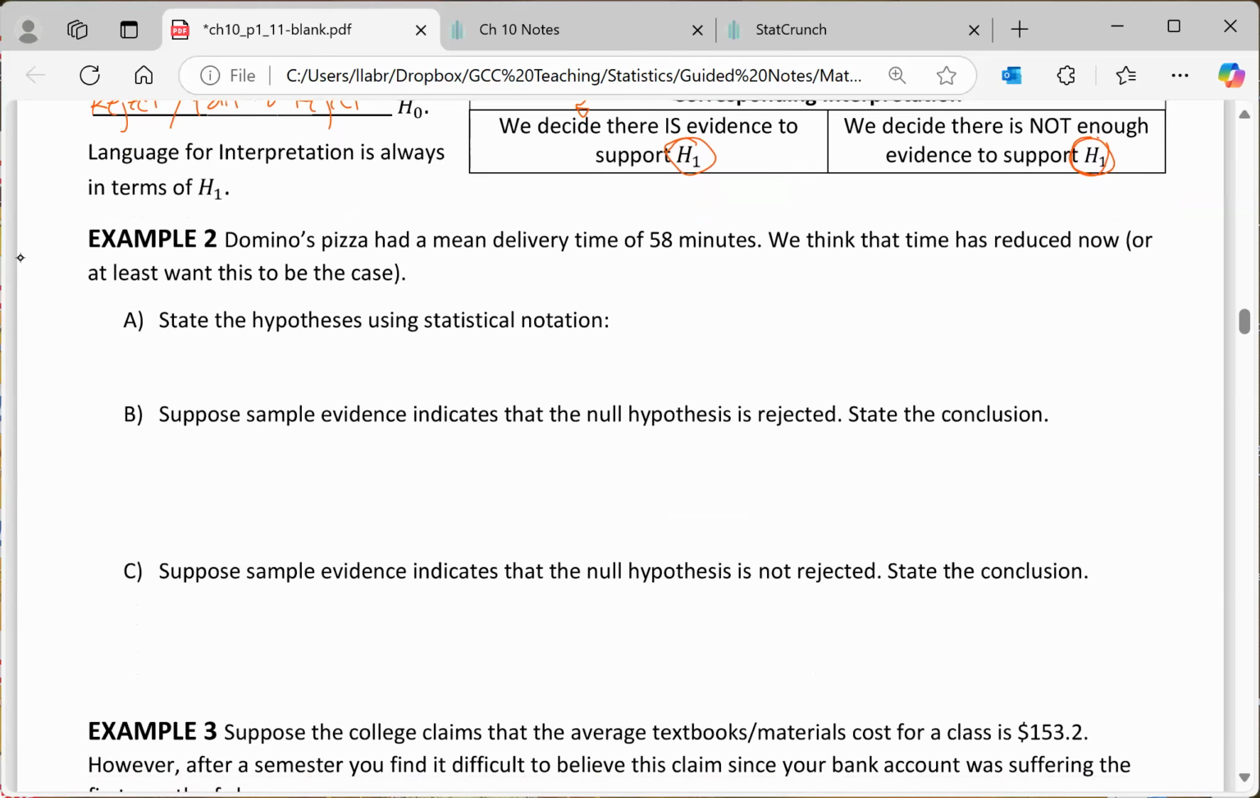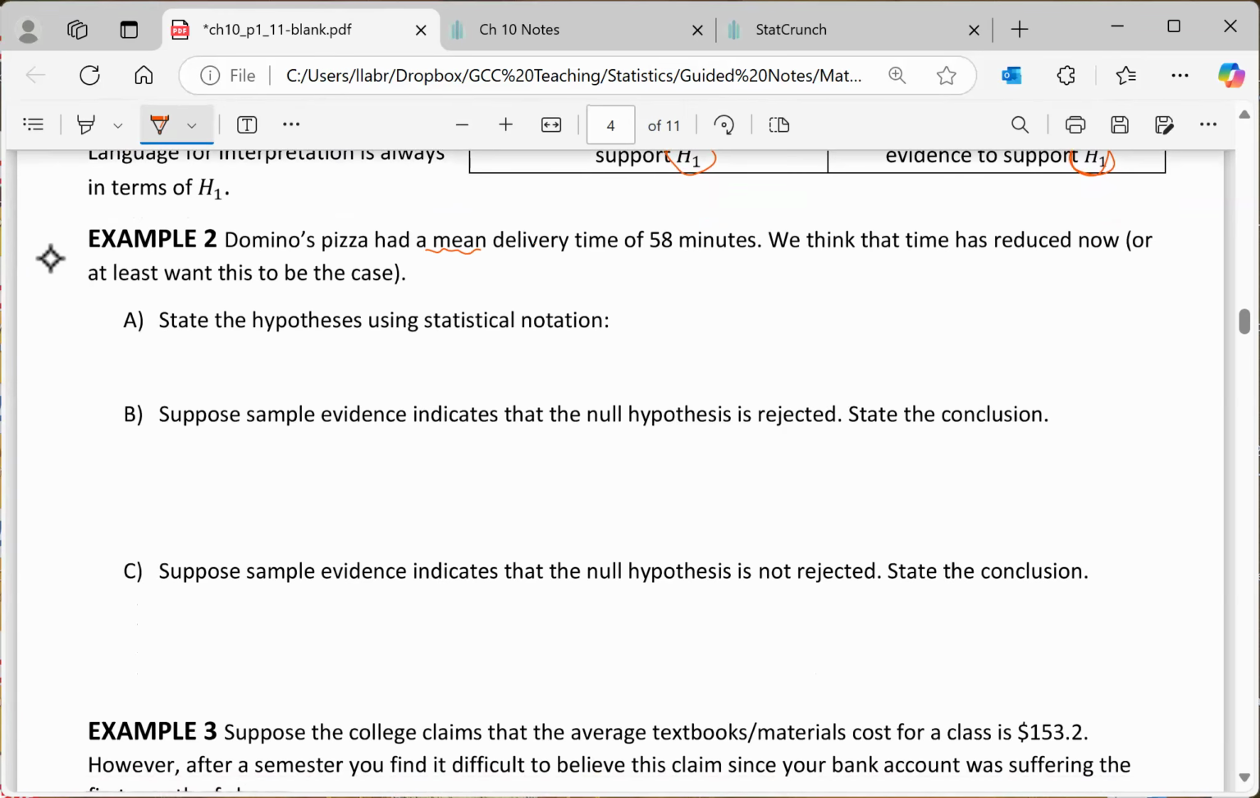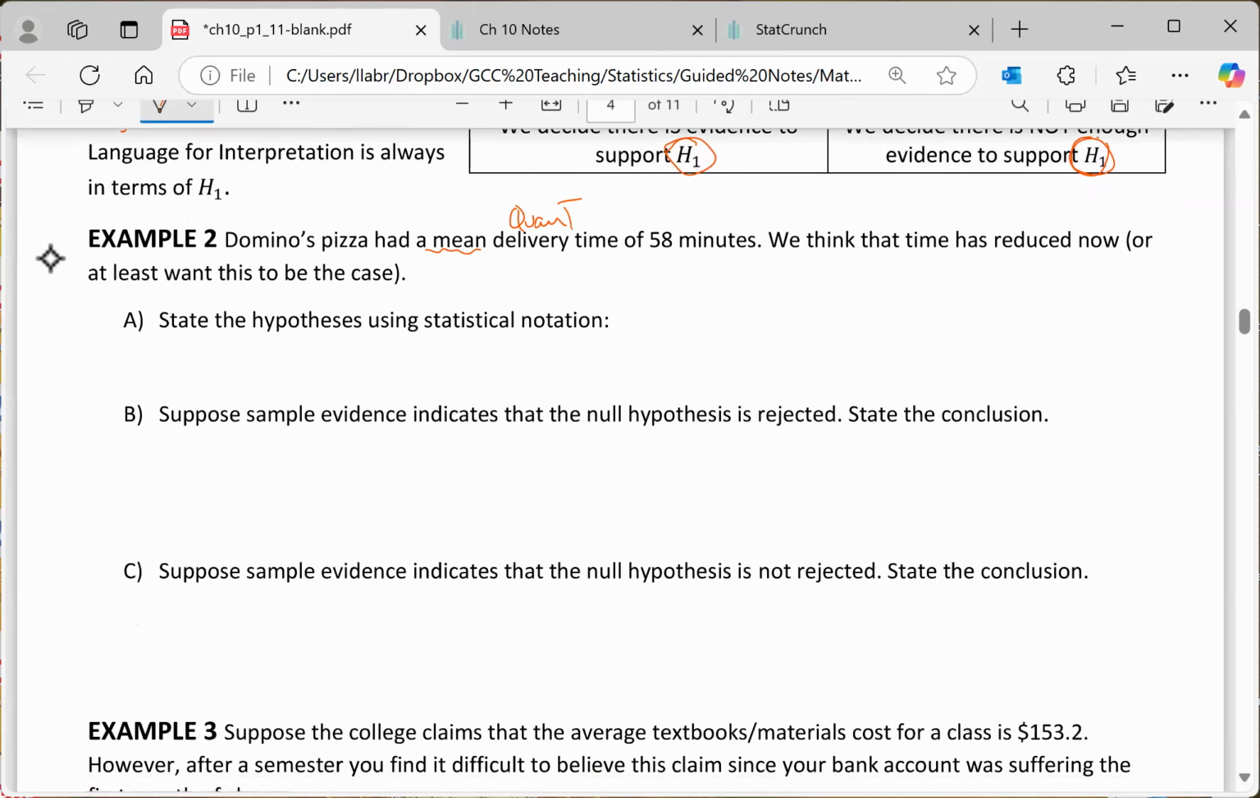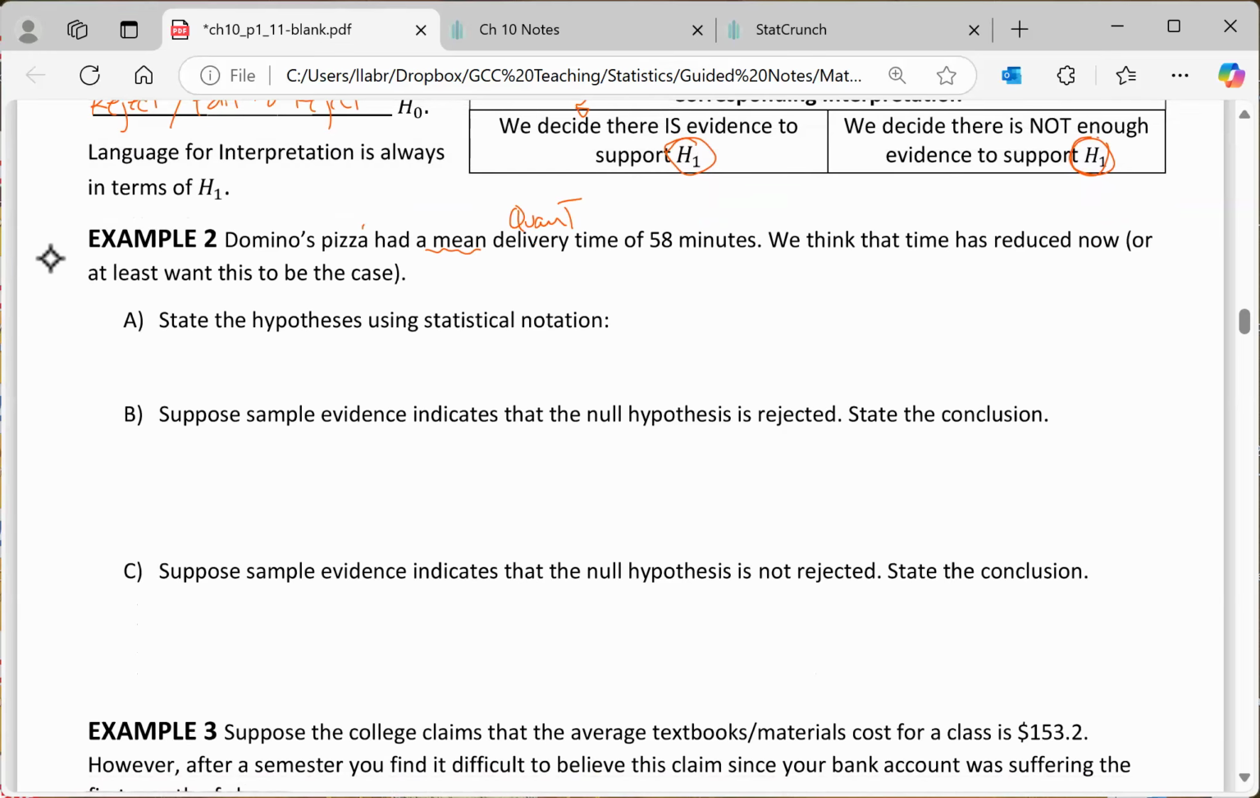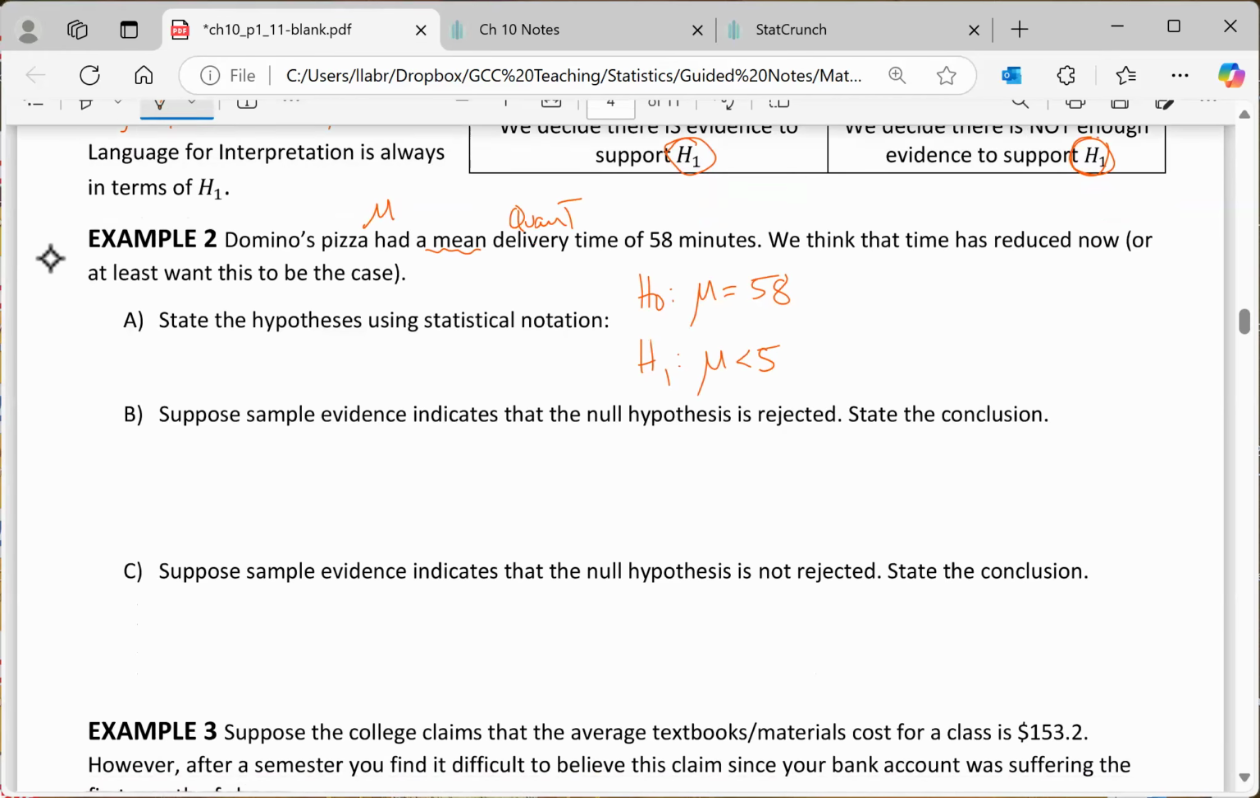Example 2. Domino's Pizza has a mean delivery time of 58 minutes. So notice they talk about mean and delivery time, so that's quantitative. And so I know that we're talking about mu, the mean delivery time for Domino's. The claim is that mu is 58. So what's the alternative? We think that the time has reduced now, or at least we want that to be the case because we're pretty hungry. So we're going to say, we think that mu is now less than 58.